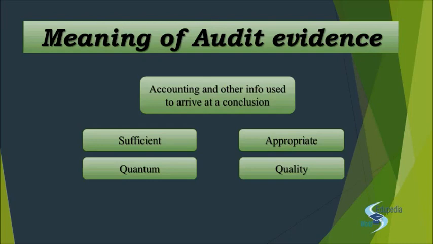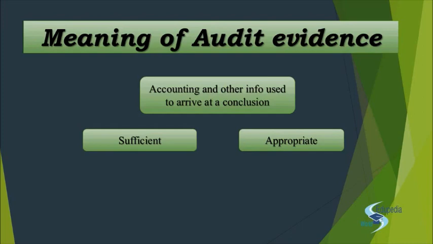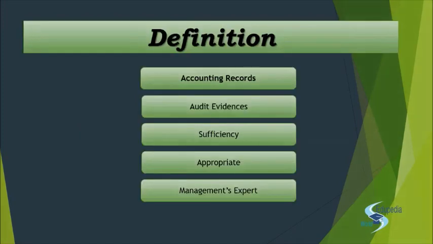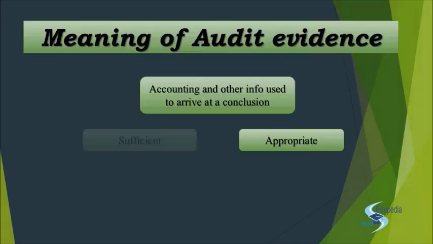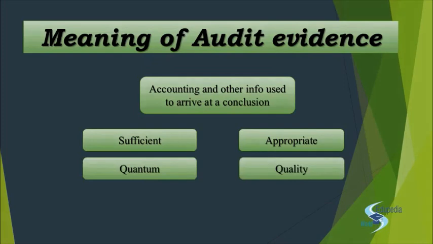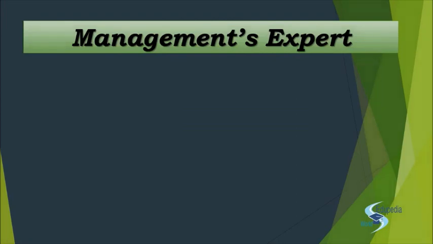So now you understand what is audit evidence, what is sufficiency, and what is appropriateness, and also what is accounting records. So out of the 5 definitions, we have already covered 4 of them, right? Now we have to cover the last part, that is the management expert. So meaning of the audit evidence is over. Now we move on to the next slide, which talks about the management expert, the last among the definitions that we have to cover, right?